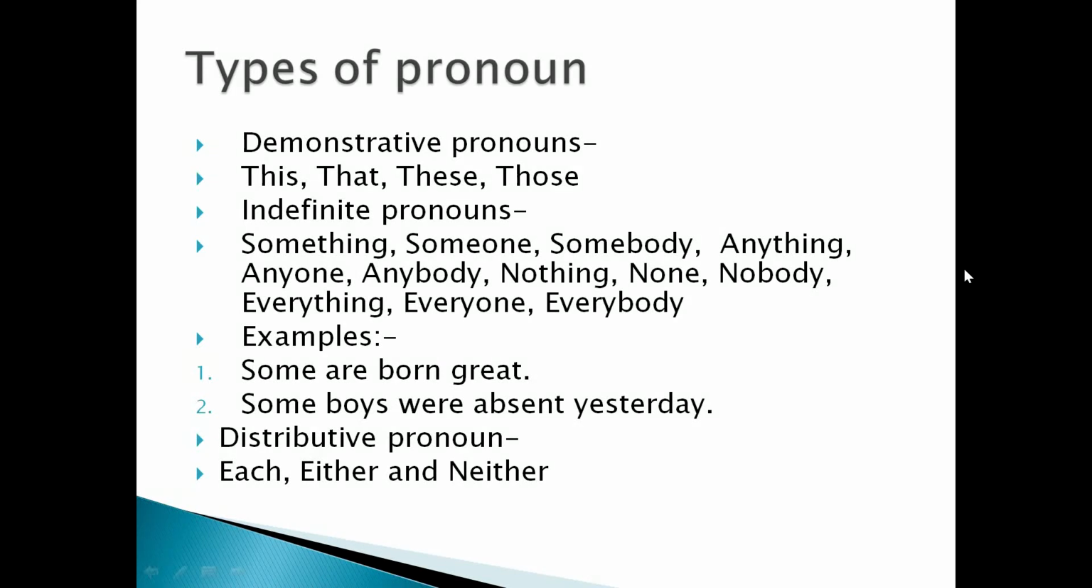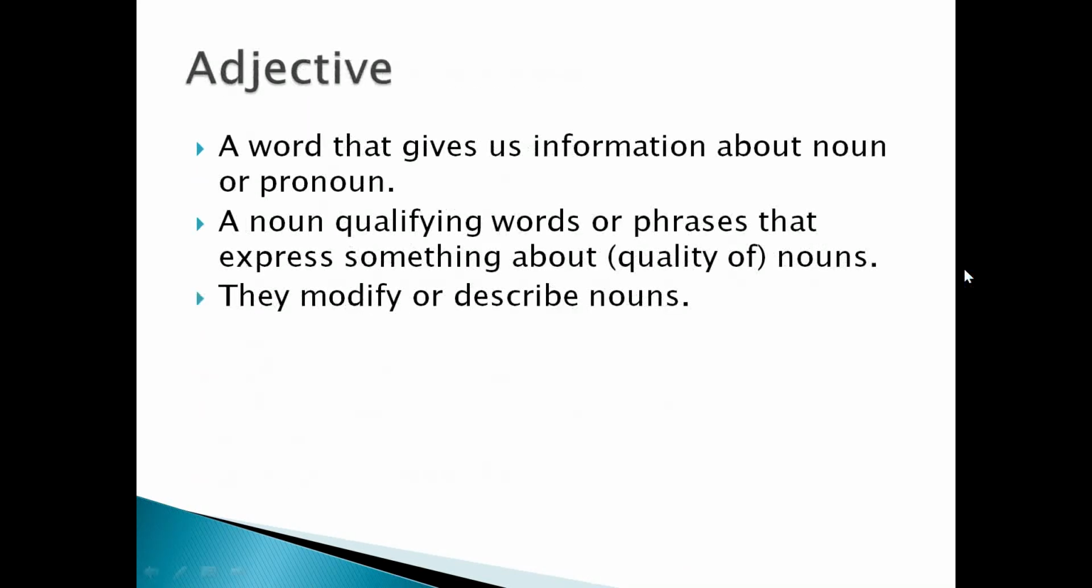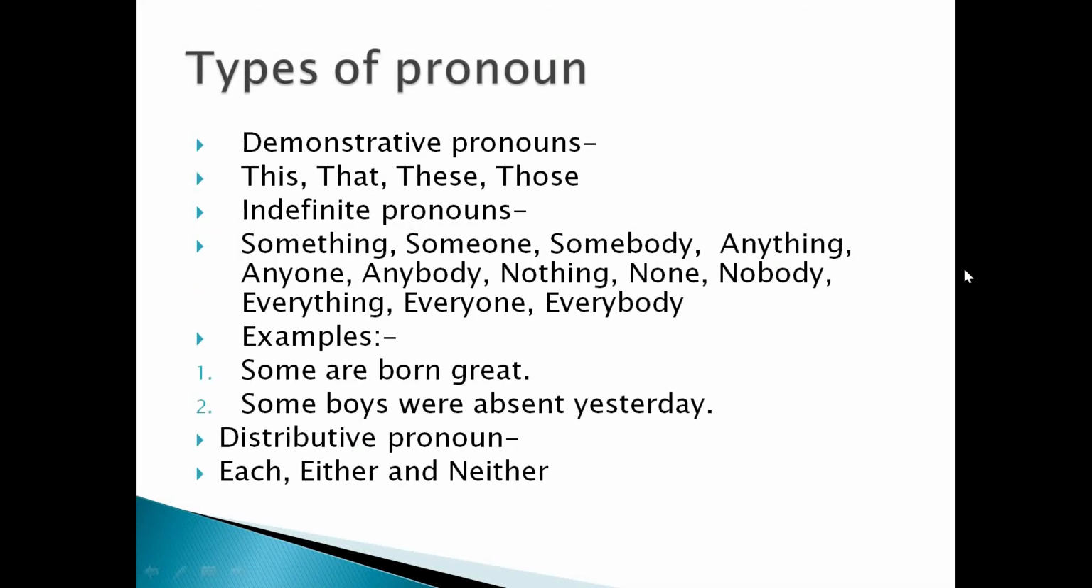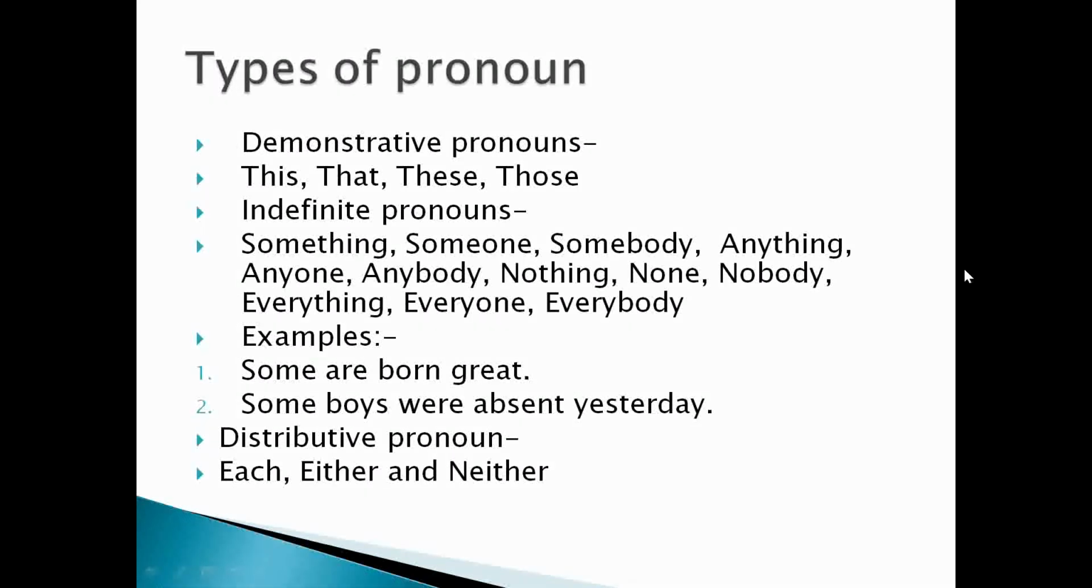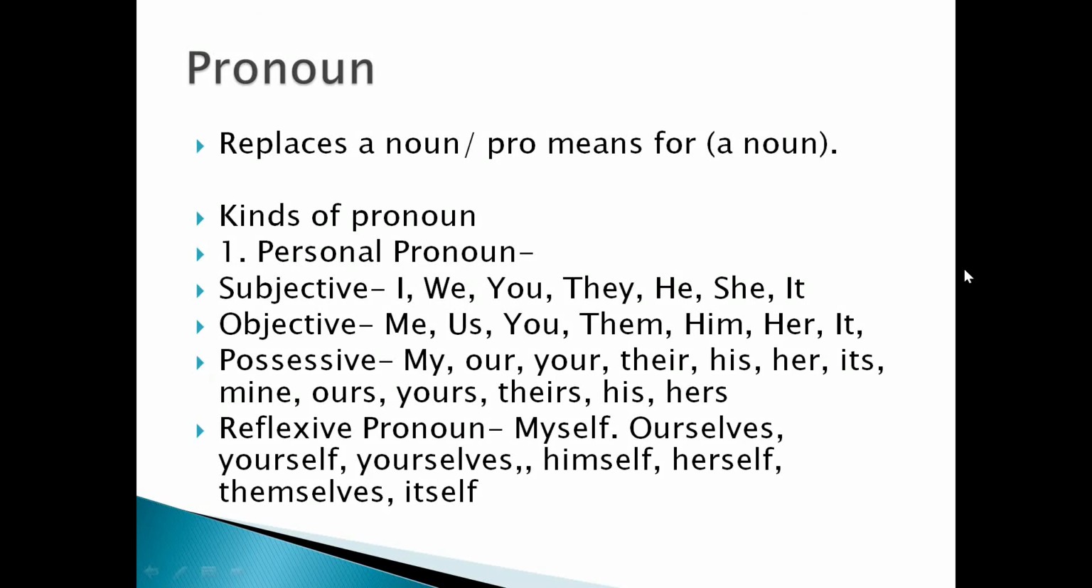And the objective pronouns are pronouns which are used in place of the object in a sentence. The examples are me, us, you, them, him, her, and it. And when we talk about possessive pronouns, their examples are my, our, your, their, his, her, its, mine, ours, yours, theirs, his, and hers. The next one is reflexive pronoun, and we can say myself, ourself, yourself, themselves, himself, and herself.